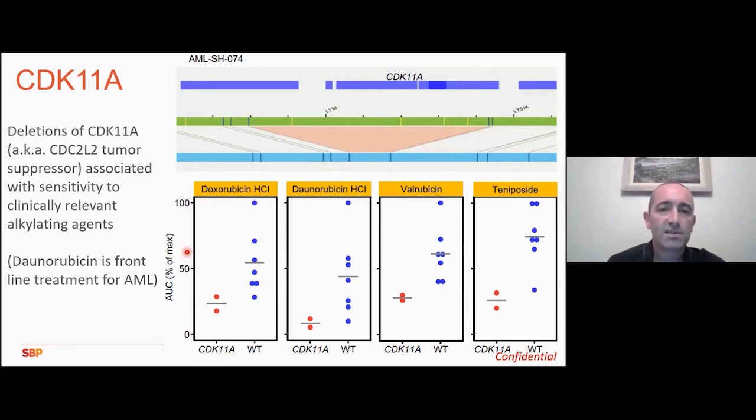Interestingly, the 2 samples that do have this deletion in the CDK11 gene are more sensitive to the rubicin family of drugs, doxorubicin, daunorubicin, valrubicin. These are all structural analogs. And as I said at the start, daunorubicin is a frontline agent. So although CDK11 may be pathogenic for this disease, there is a good prognosis or potential prognostic value for patients that receive daunorubicin. And again, an unbiased association, another indirect DNA damaging agent, teniposide, shows a similar profile.